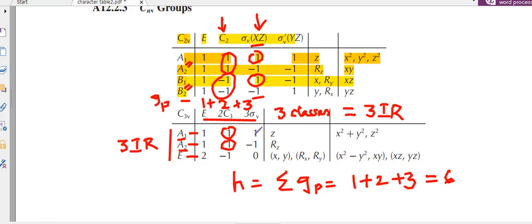Similarly, here also you have only one plane, and when it is symmetric to this plane, that is 1, you get A1. When it is anti-symmetric, you write it as A2.